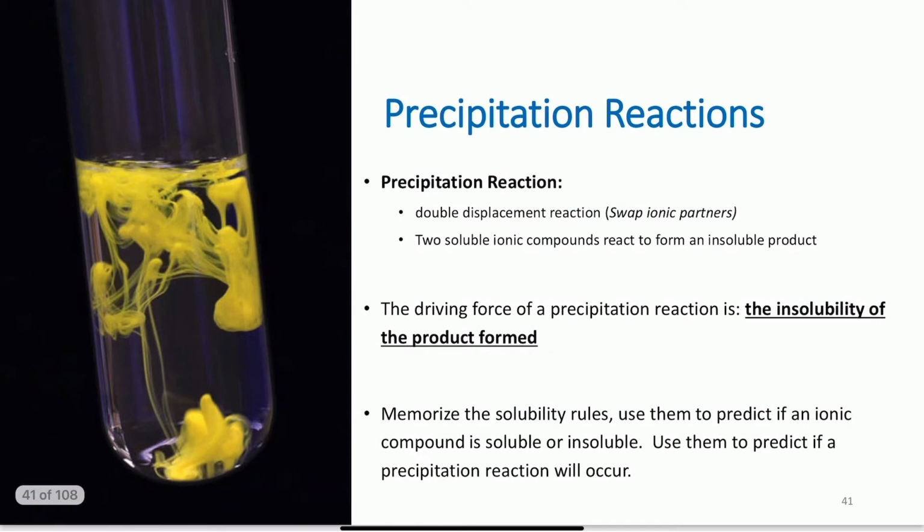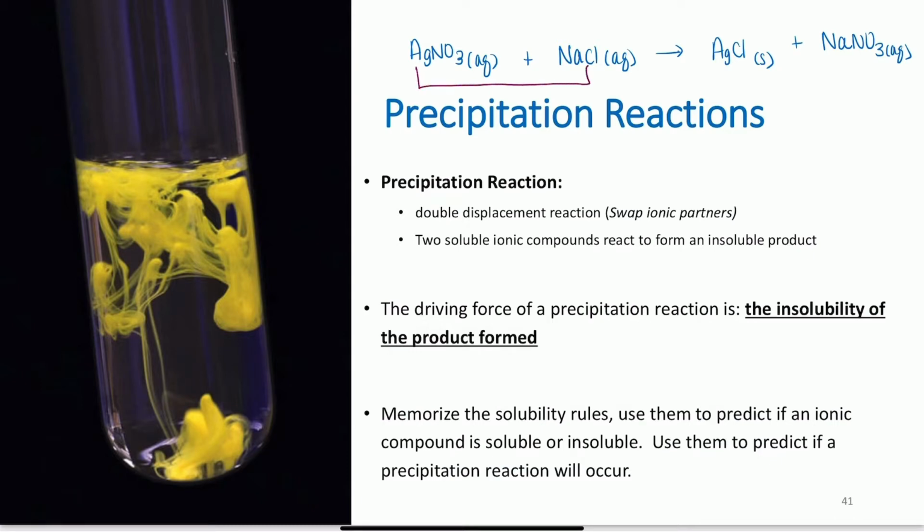So let's talk about some precipitation reactions. A precipitation reaction is a type of double displacement reaction where we swap ionic partners. For example, silver nitrate, soluble in solution, reacts with sodium chloride, also soluble in solution, to form silver chloride, which is insoluble or forms a solid, and sodium nitrate, which is soluble in solution. We call this a double displacement reaction because they've swapped ionic partners.